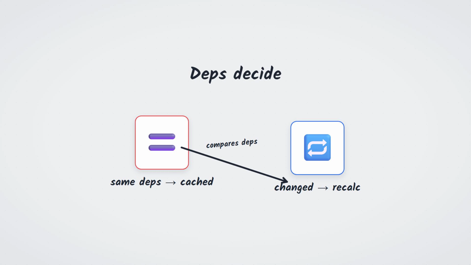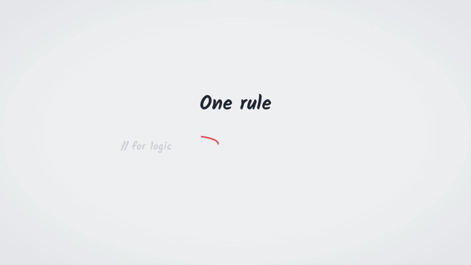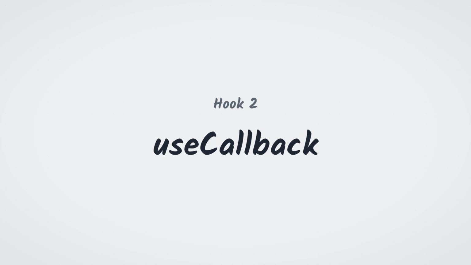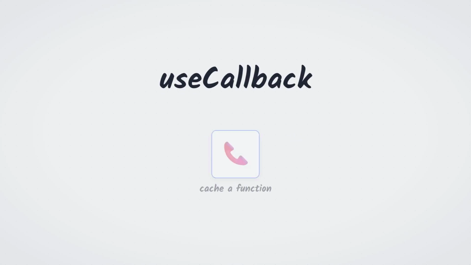That's the whole idea. One rule: it's a performance optimization, not a guarantee. Your code must still work if React throws the cache away. Hook 2, useCallback. This is useCallback.